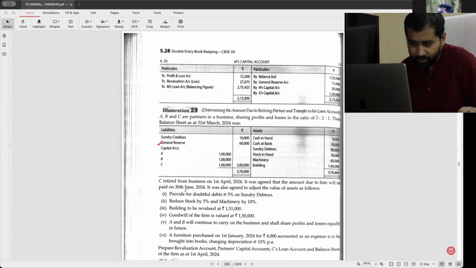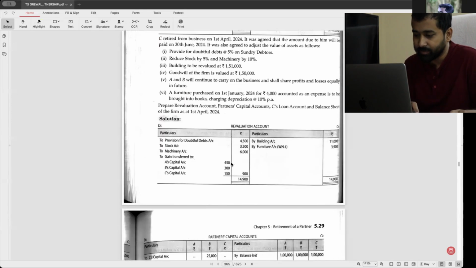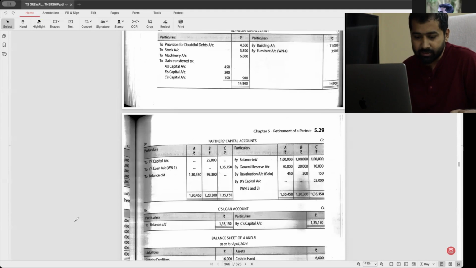If they tell you that the general reserve should not be distributed, and it is only adjusted among the partners, then the general reserve will not be distributed. It will be adjusted by the sacrificing and gaining ratio, exactly like goodwill. But nothing like that is given. So the general reserve I move directly to the partners capital account, distributing in the old ratio, 3:2:1.